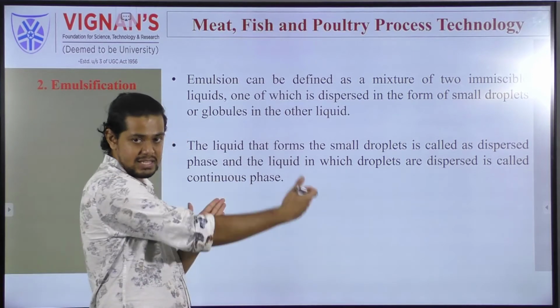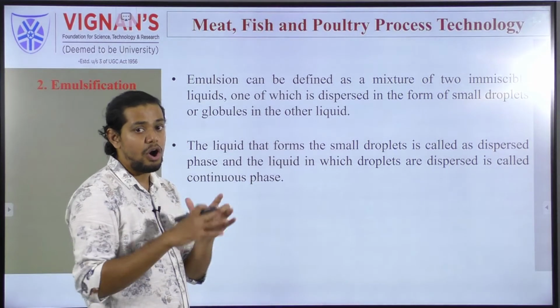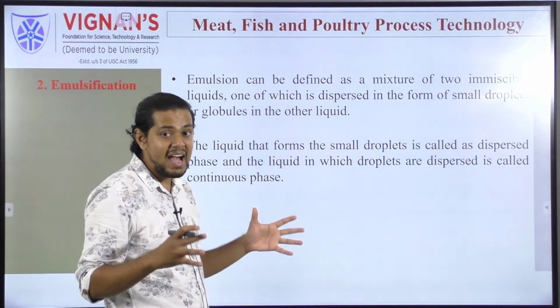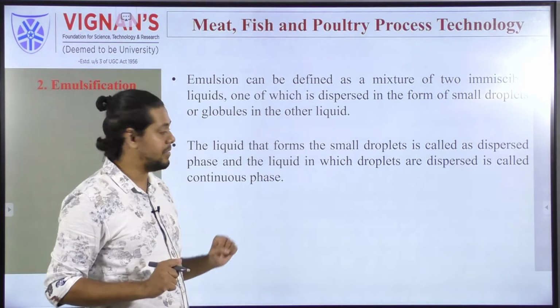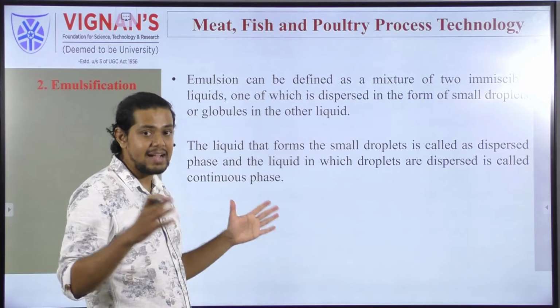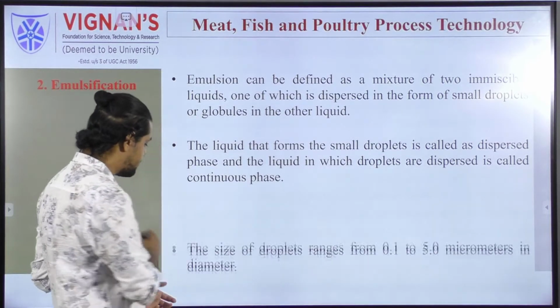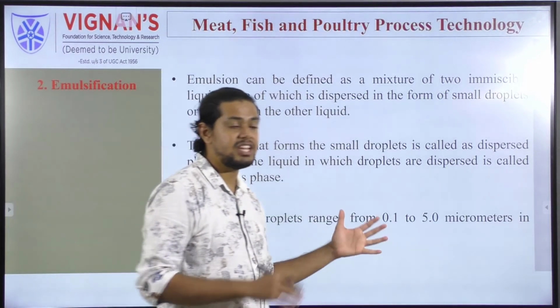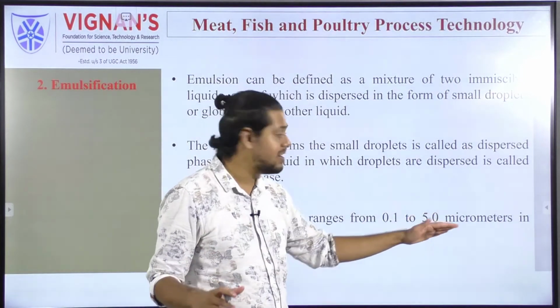Okay, so in the next slide I have given you an overview of how exactly the animal fat is dispersed. The size of the droplets ranges anywhere between 1 to 5 micrometers.